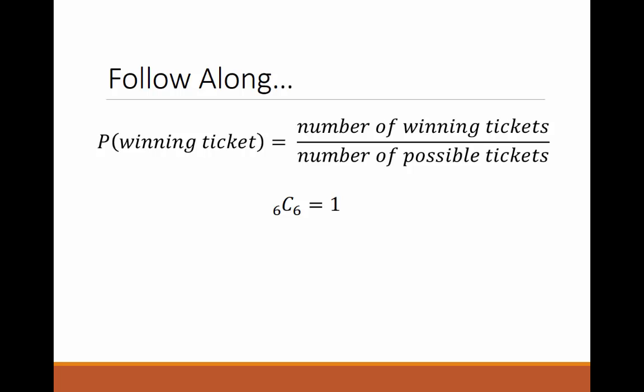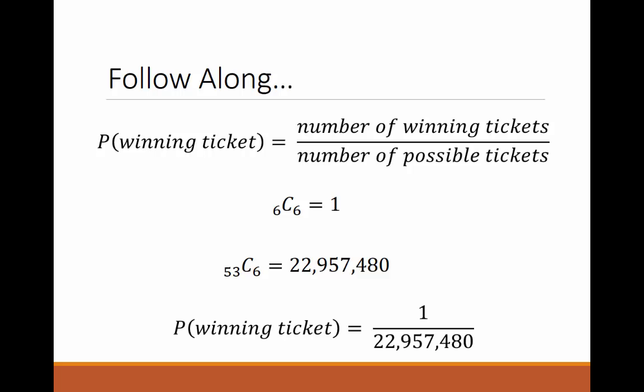The number of possible tickets can be determined once again by using one of our counting principles. There are 53 numbers to choose from. We only need 6 on any given ticket, so since order is not important once again, 53 choose 6 turns out there are 22,957,480 different possible tickets. We see then that the probability of a winning ticket is going to be 1 divided by 22,957,480.